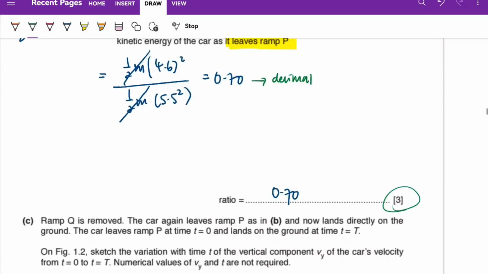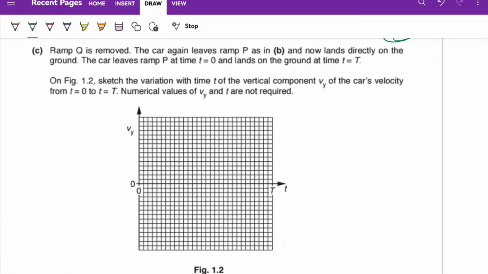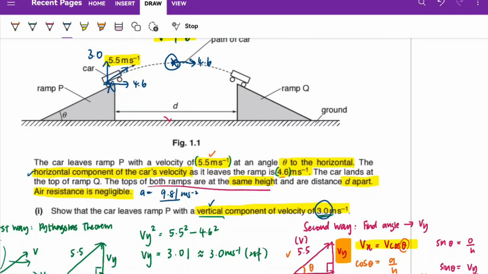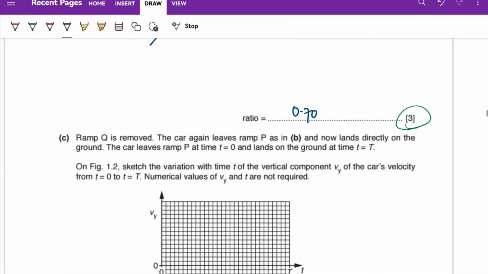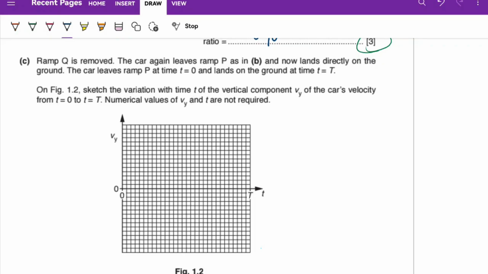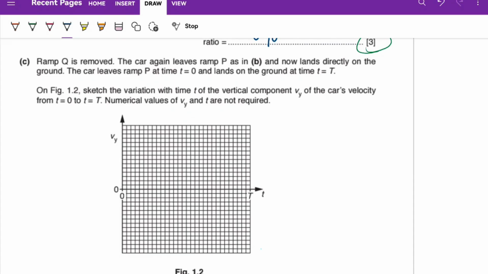Okay. Last one. Last question. Ramp Q is removed. So there's no longer, this is gone. The car again leaves ramp P as in B and now lands directly on the ground. The car leaves ramp P at time t equals 0 and lands on the ground at time t equals capital T. On figure 1.2, sketch the variation with time of the vertical component v subscript y of the car's velocity from t equals 0 to t equals capital T. Numerical values of v subscript y and t are not required.